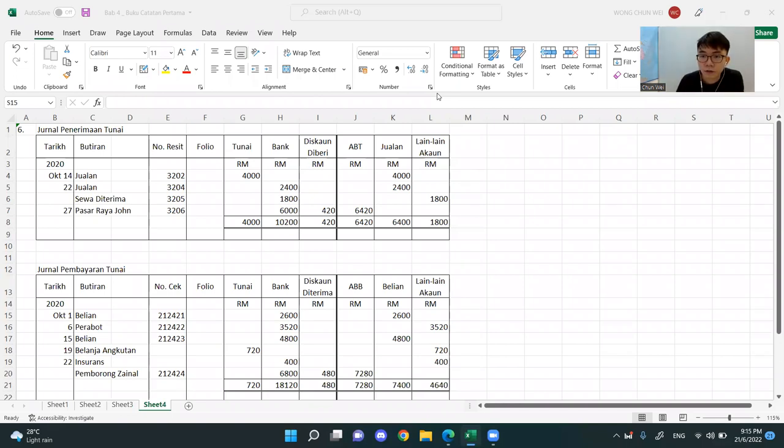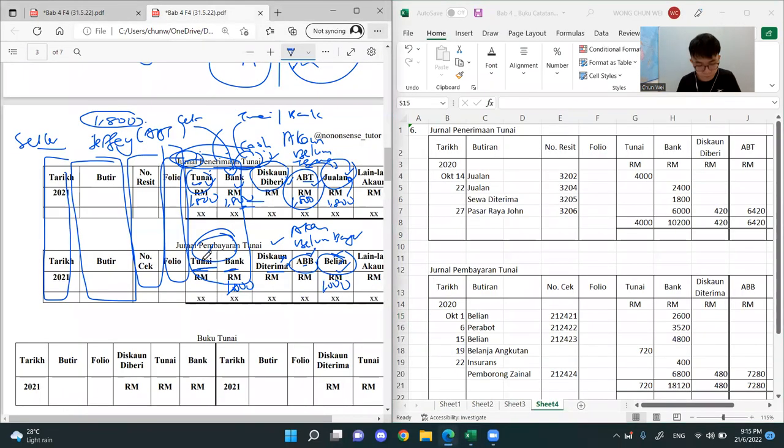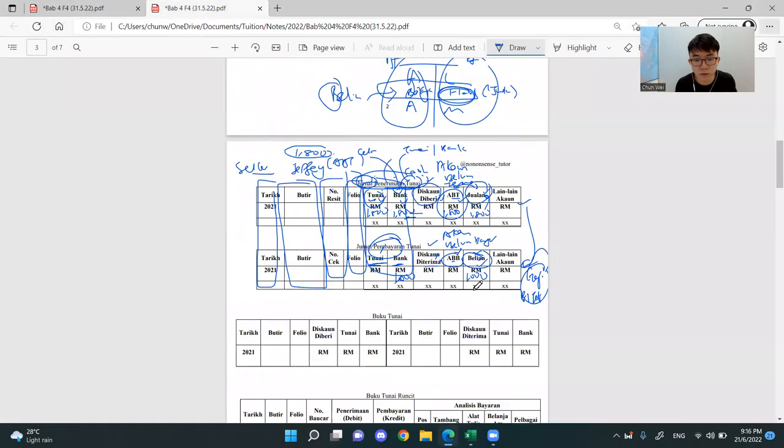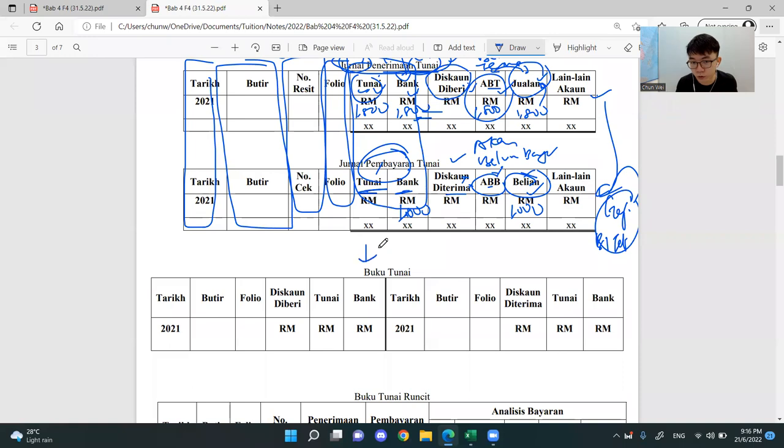So, come back to this nota. Now look at this format again. Let's together look at this format. Now, let's look at Buku Tunai. This Buku Tunai is a bit longer. Why is it so long compared to general pembayaran tunai and penerimaan tunai? It looks familiar now. See before: discount, diberi, tunai, and bank. Then again, tarik, butir, folio, discount diterima, then tunai and bank the same.